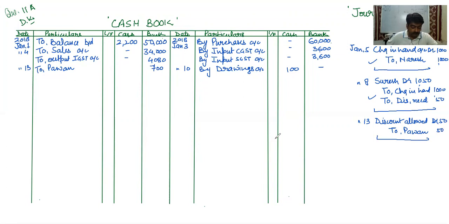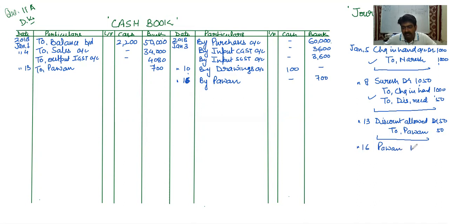Okay. Now next is Pawan's check return dishonored by bank. So once again, Pawan debit to bank and to discount allowed. Discount which was allowed by us will be cancelled automatically. So by Pawan, and treatment will come in bank column. And for this, actually this date is January 16. So on January 16, we will cancel discount which was allowed to Pawan.